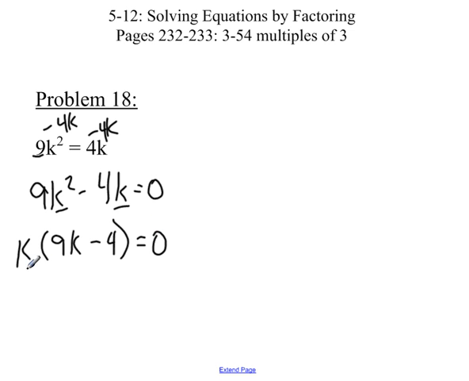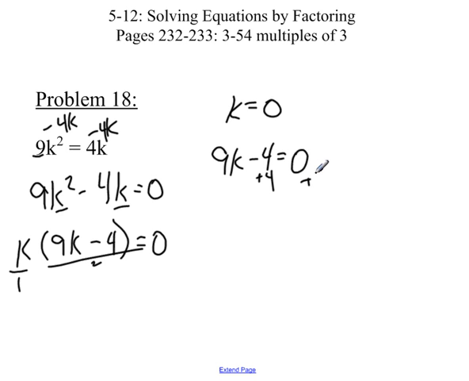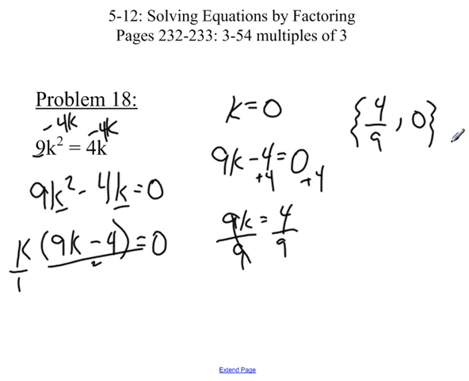And now I have two things to set to 0. Here's the first one, and here's the second one. So I have k equals 0 for the first one, and I have 9k minus 4 equals 0 for my second solution. To solve this, I add 4 to both sides, and then I will divide by 9. So k can be 4/9 or 0 for problem number 18.